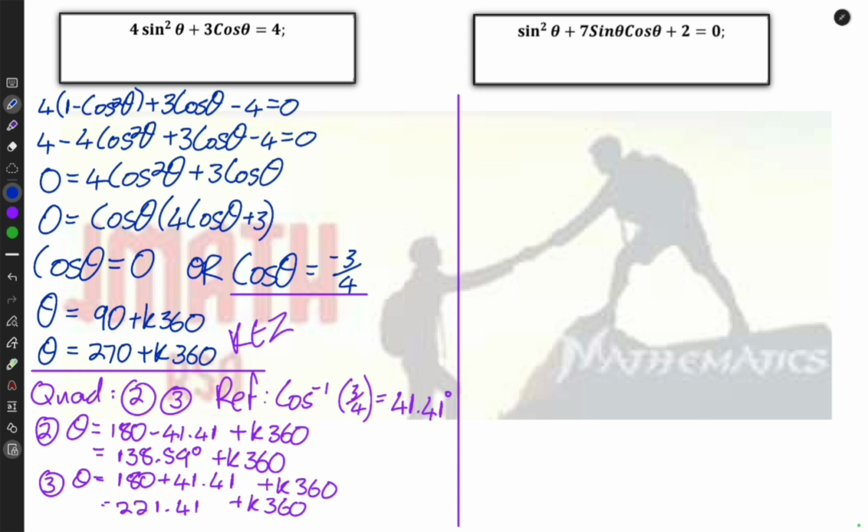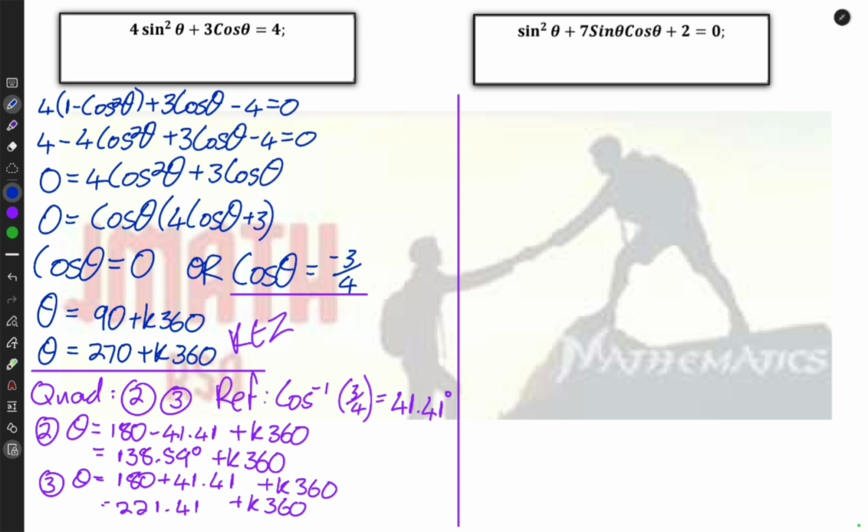So sine squared plus 7 sine theta cos theta plus 2. In the left one, I needed to choose, am I going for sine or going for cos? There was a single cos in my middle term, so I didn't have an option. I couldn't change that one, so I had to change the sine squared. In this one on the right, I have a sine theta and a cos theta that I cannot change.